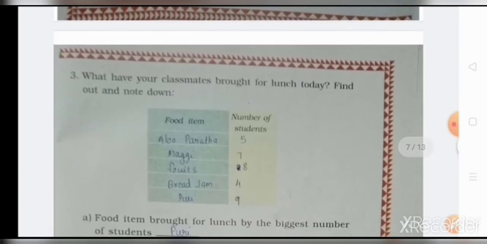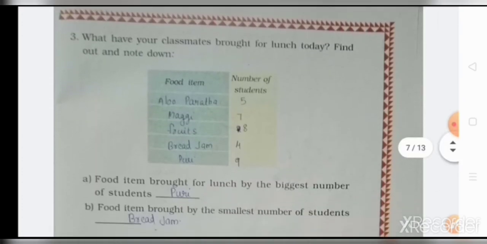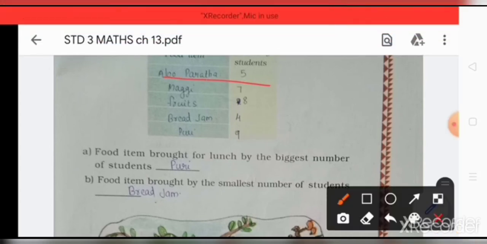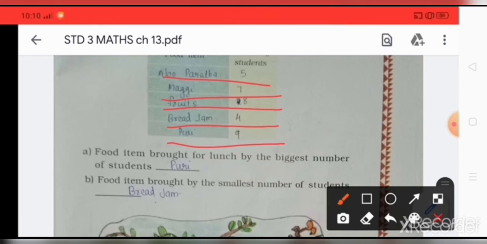What have your classmates brought for lunch today? Find out and note down. Food items. Aloo paratha, number of students 5. Maggi 7. Fruits 8. Bread jam 4. Puri 9. The food item brought for lunch by the biggest number of students is puri. There are 9 students. The food item brought by the smallest number of students is bread jam. There are 4 students.